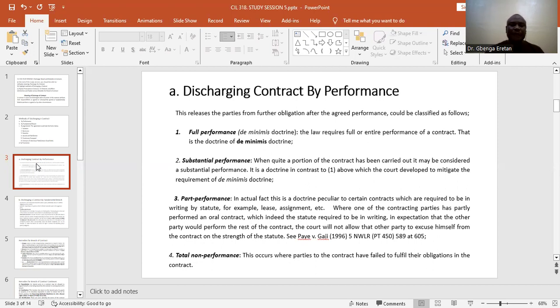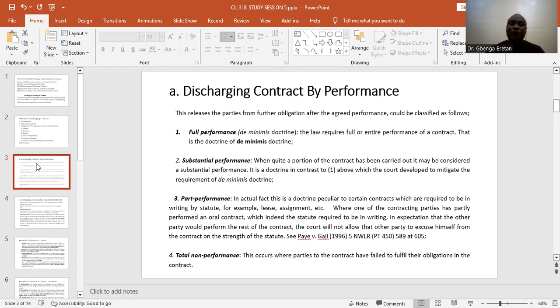Then we talk about part performance. When you talk about part performance, this arises when there are two parties in a contract and one of the parties has performed his own side of the agreement, remaining the other party to perform his own other side. And where the other party did not perform his own responsibility, the court will not allow the person who did not perform his responsibility to take advantage of the person who has performed his responsibility.